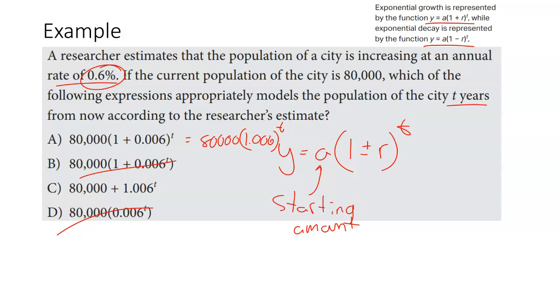Percent of change, exponential. Constant change, linear. All right, big difference between those two. All right, so we're stuck with A on this one. That one didn't work. Okay, because we're adding here instead of multiplying.